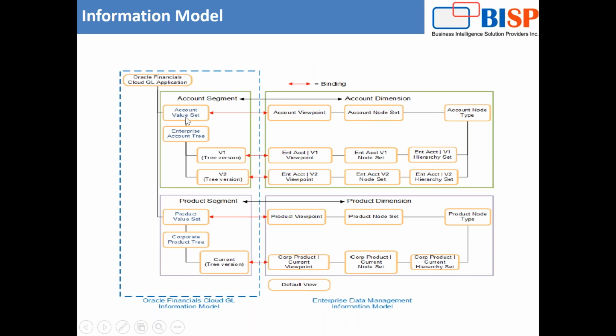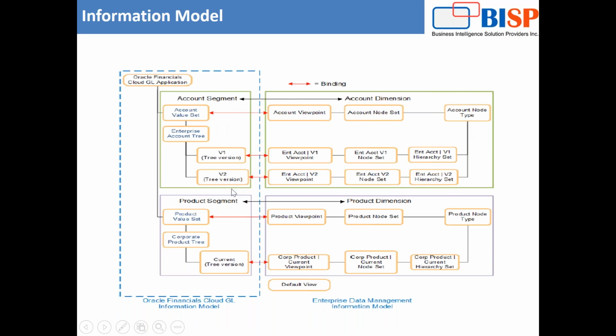Now, how will all this information be stored in EDMCS? For the value set, it directly represents an account viewpoint, and at the back end of the viewpoint there will be a node set and a node type. Since it doesn't have any parent child relationship, you can't see any hierarchy set. So directly it comes with viewpoint, node set, and node type. That's it. If a segment doesn't have any tree structure, you only get those first three things.